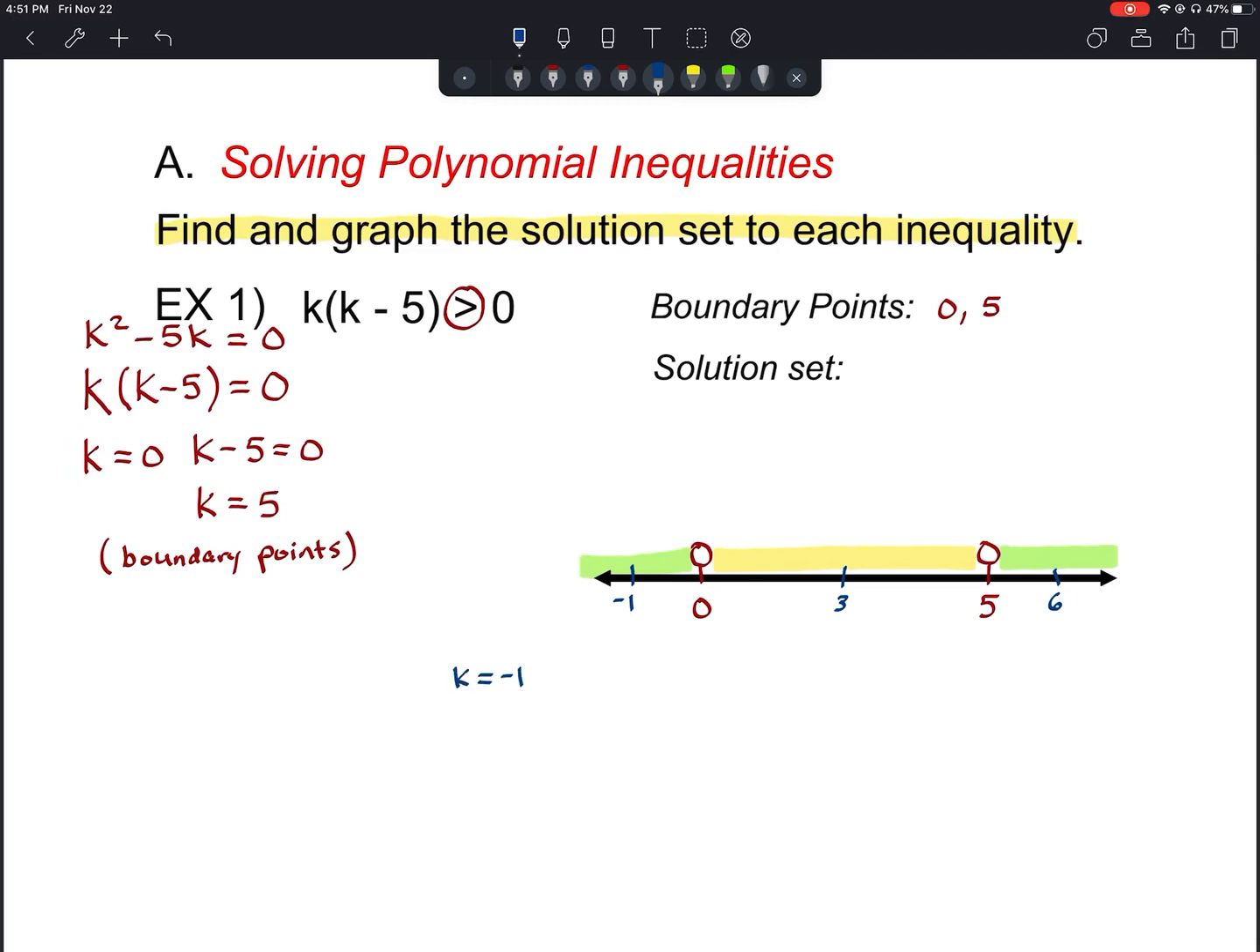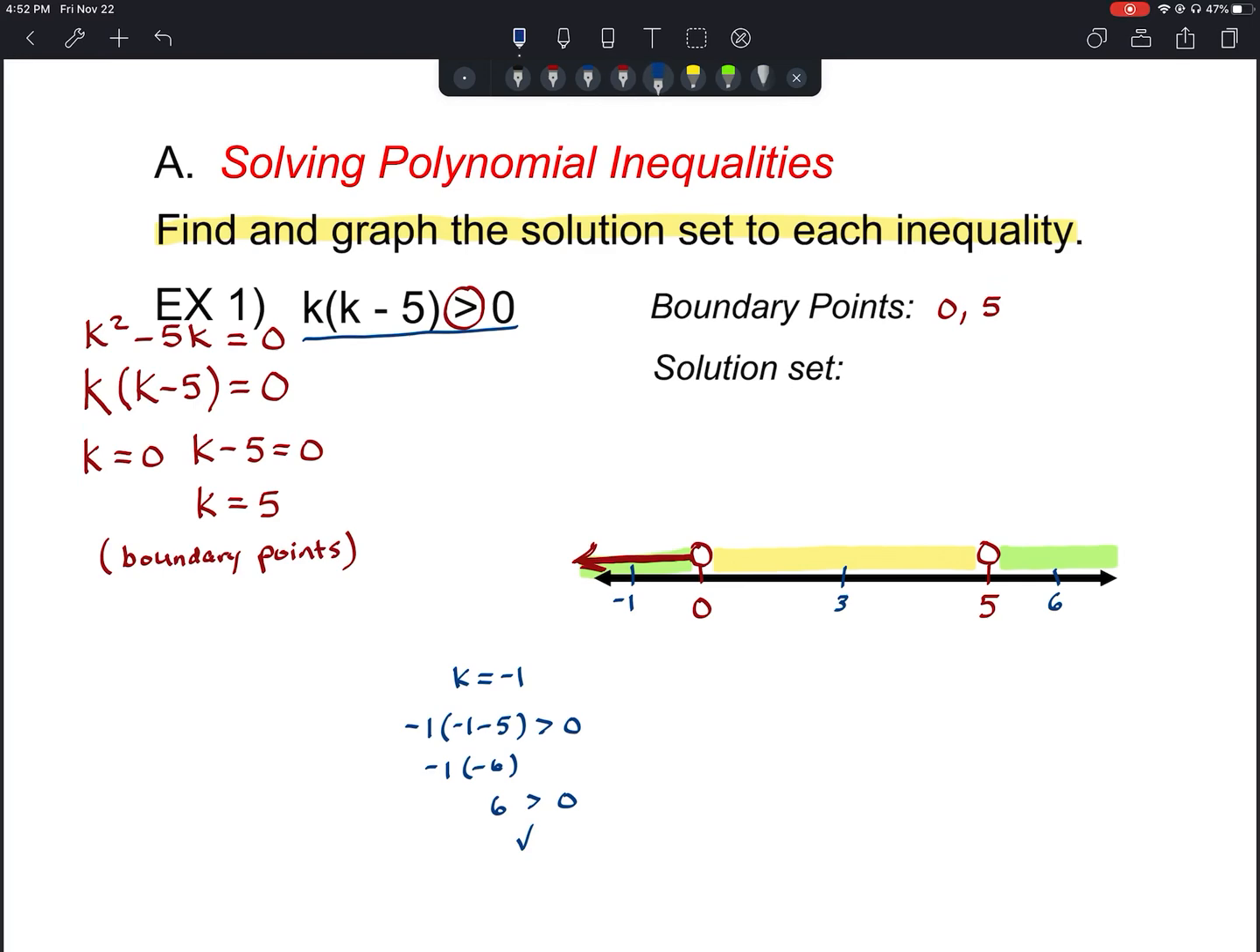If k equals -1, we're going to plug it back into the original inequality. -1 times the quantity -1 minus 5 should be greater than 0. So -1 times -6 is going to give us 6, which makes that a true statement. That means that -1 is part of the solution set, and so are all of the rest of the values here that are less than 0. So everything in this direction is a solution.